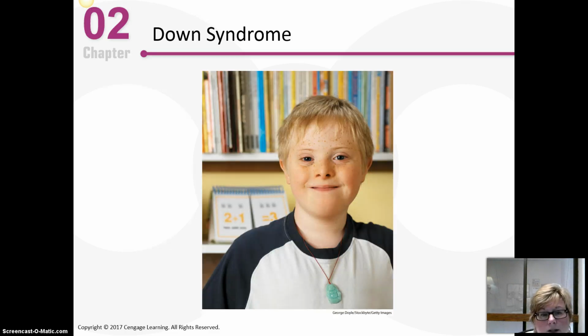There's a picture there of a Down syndrome child, and the facial features, a flatter nose and the eyes in particular, are very telltale. You'll see a lot of similarities between children with Down syndrome. Unfortunately, these children also have a shortened lifespan.